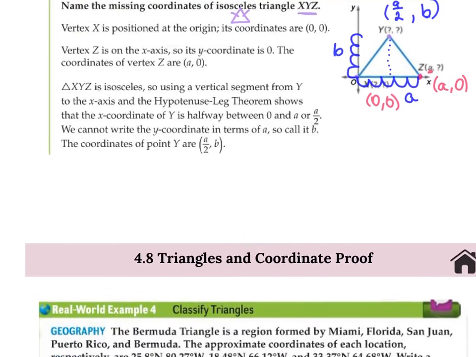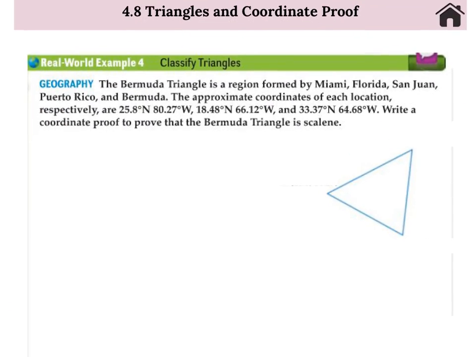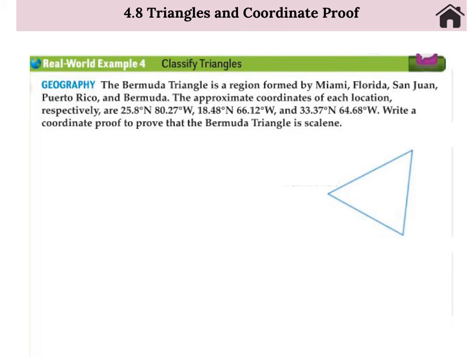Alrighty, and then our last example, we are going to be classifying a triangle based on information given. The Bermuda Triangle is a region formed by Miami, Florida, San Juan, Puerto Rico, and Bermuda. So different areas of the Caribbean area. The approximate coordinates of each location respectively are given. So this first one right here, we will color that pink. This is the location of Miami, right? This coordinate location is San Juan, and this coordinate location is going to be Bermuda.